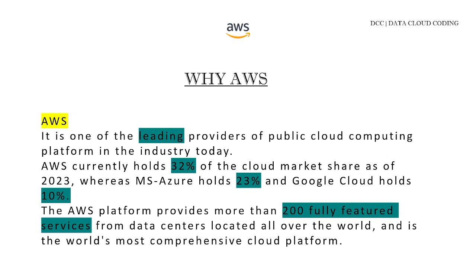And the AWS platform provides more than 200 fully featured services from data centers located all over the world, and is the world's most comprehensive cloud platform. So AWS provides more than 200 fully featured services. We have a lot of services in AWS. We have services for compute, database, storage, data analytics, and containerization services like ECS, EKS, which we'll see in the consequent slide. AWS provides more than 200 services, and it has data centers located all over the world.